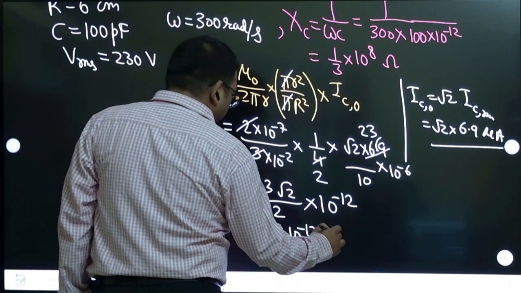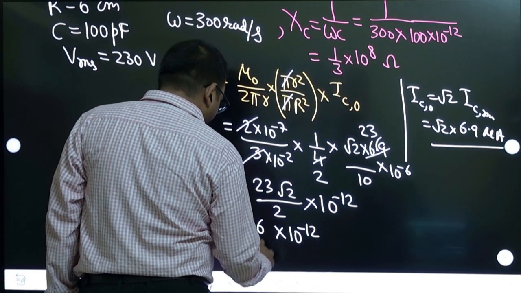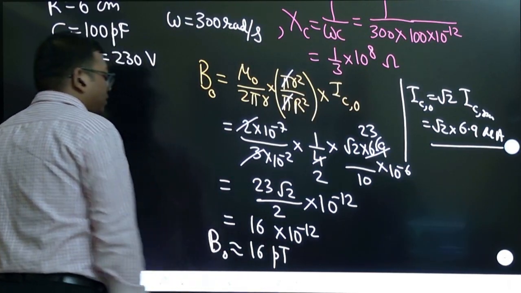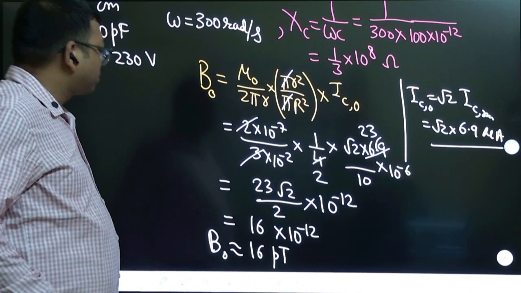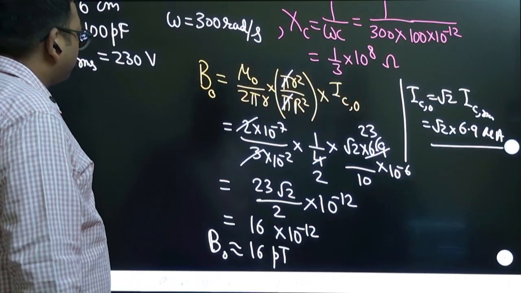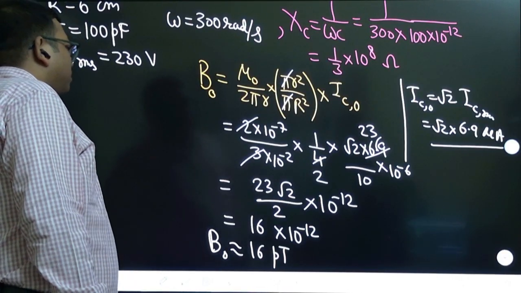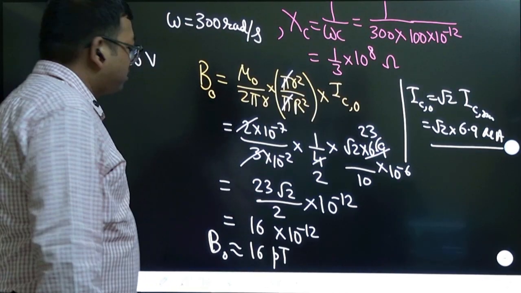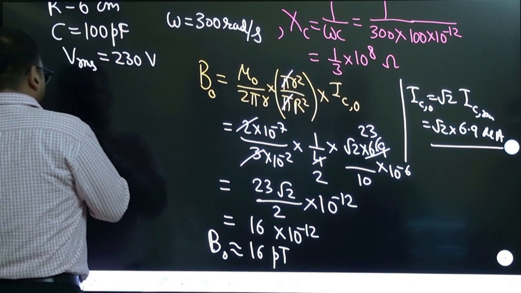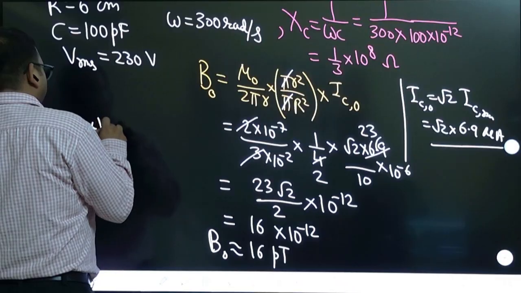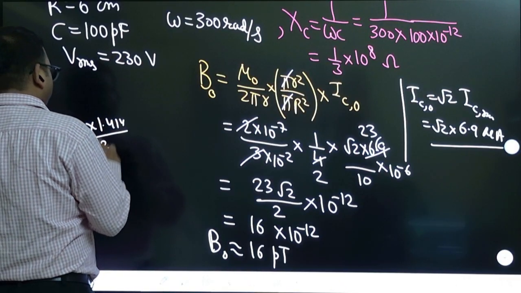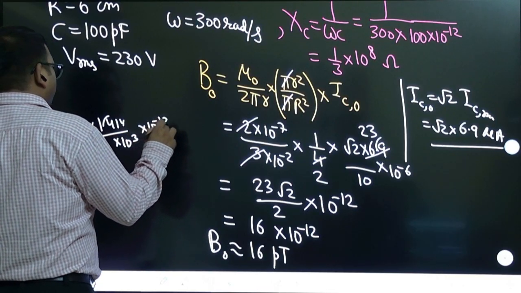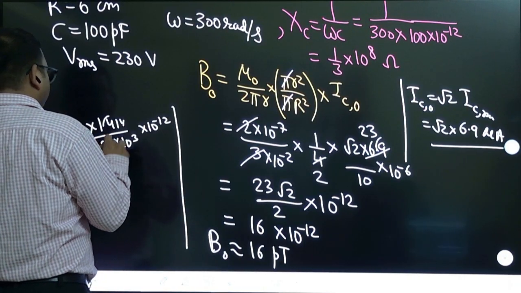Right? Tesla. Is it correct? Approximately 16 pico Tesla. Check your answer. 15.4. What is the answer? Answer you check. Answer, NCERT key answer. I will also try to check the answer.